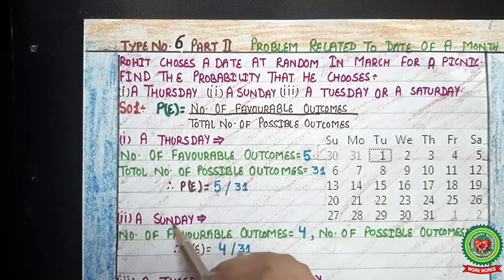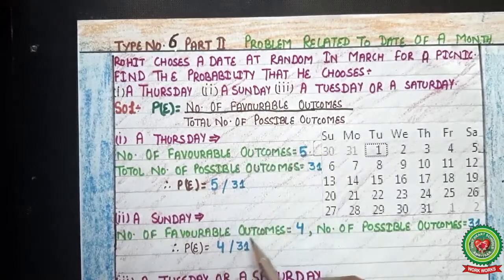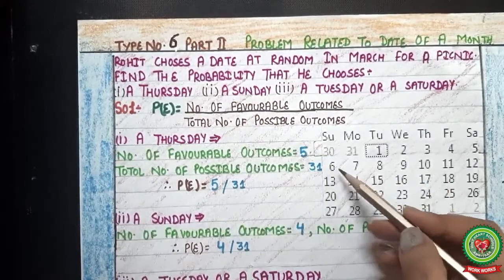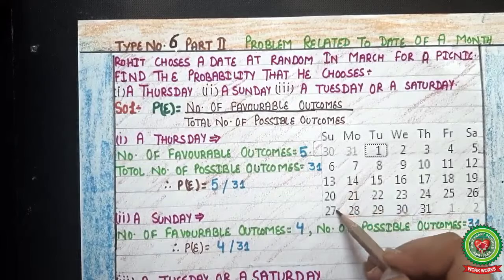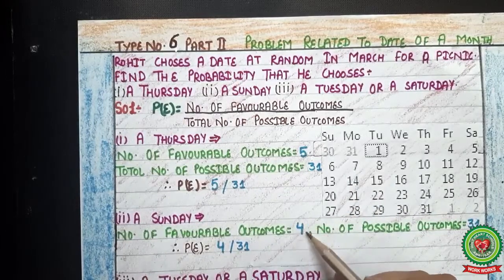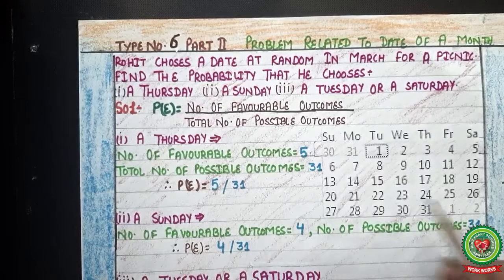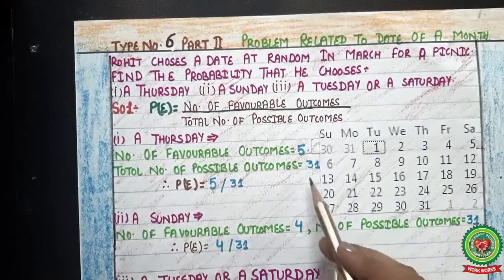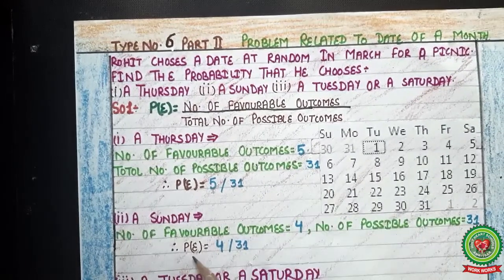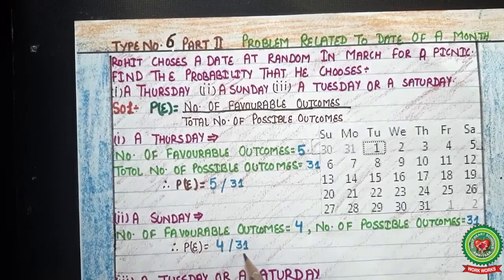Now, let us start with the second part, that is a Sunday. Count how many Sundays there are. 1, 2, 3, 4. So, therefore, the number of favorable outcomes is equal to 4 and the number of possible outcomes is equal to 31, same as the first part. Therefore, P of E is equal to 4 upon 31.